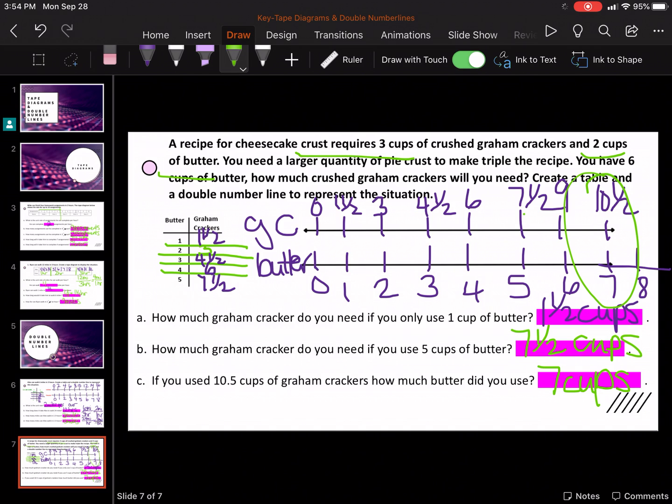Okay, again, it's all about setting up those ratios and those comparisons between the two with the rates and unit rates.